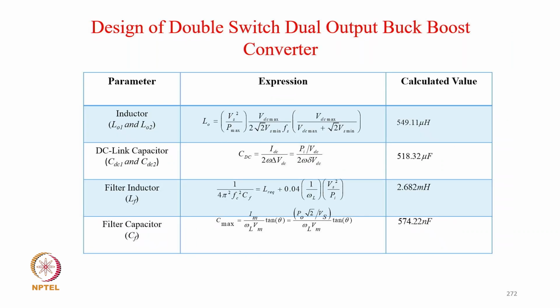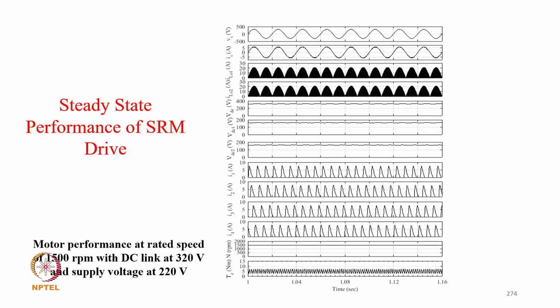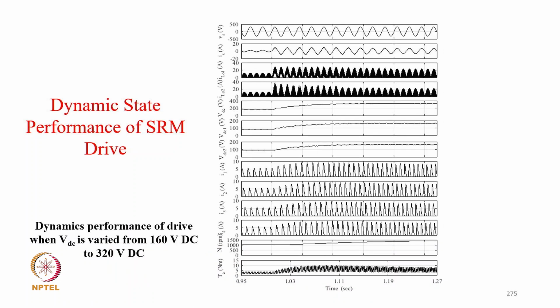And the design values for the inductors, DC-link capacitor, filter inductor, and capacitor, and the starting performance typically for reduced phase current. And then the performance under steady state, you can see supply voltage and supply current remain in phase. So you get both the inductor current discontinuous, then the DC-link voltage, both the capacitor voltages, then four winding currents, torque and speed.